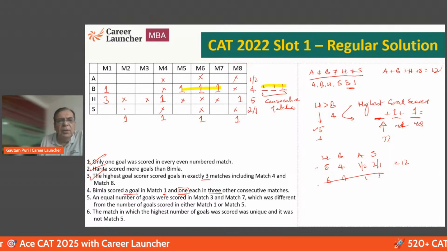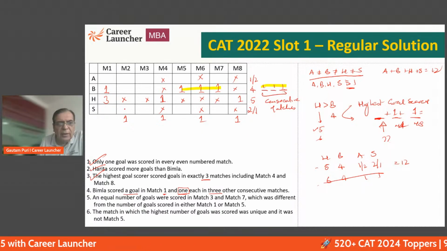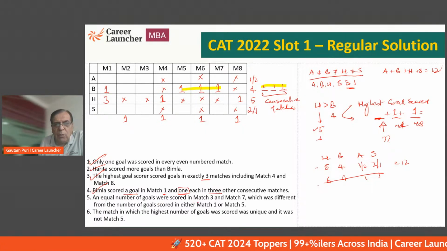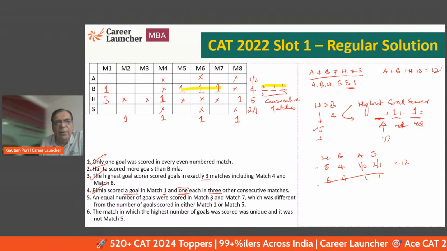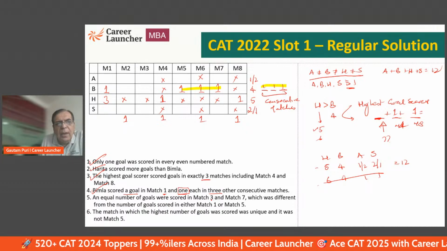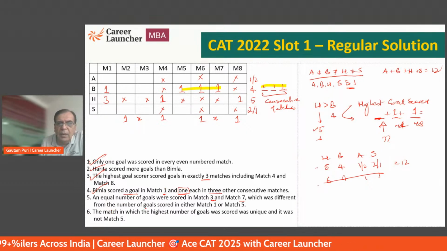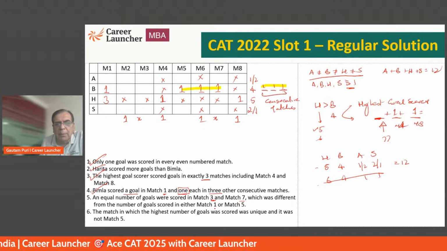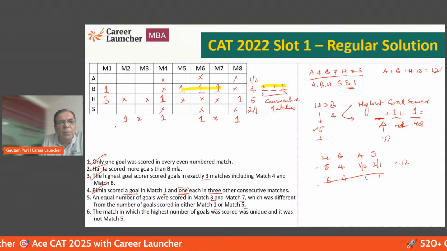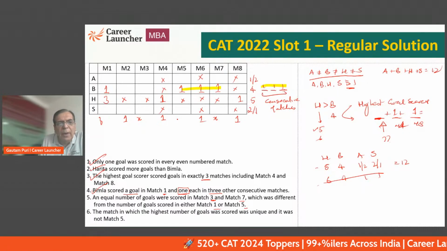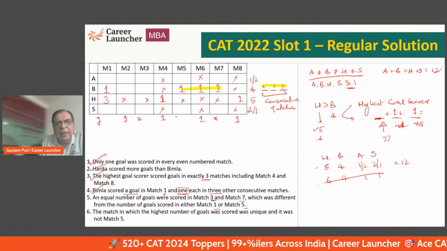So what is it that we have? We have done this also. Question 5, statement 5: an equal number of goals were scored in match 3 and match 7. Match 3 and match 7 had an equal number of goals, which was different from the number of goals scored in match 1 or match 5. So match 1 and match 5, let me take Y for match 1 and Z for match 5.